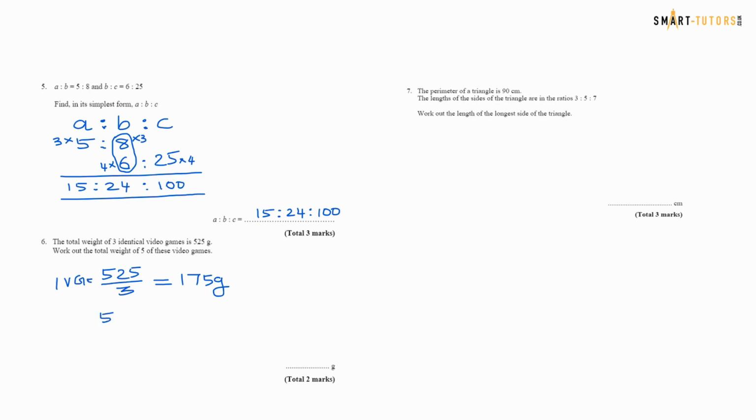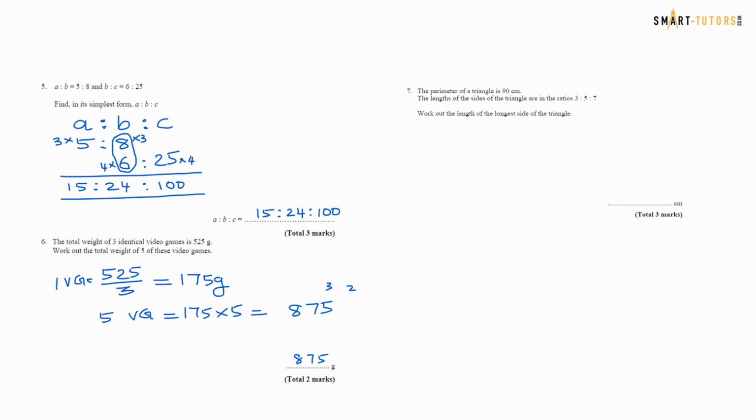They are asking for the weight of 5 video games. So 175 times 5 is the answer. 5 times 5 is 25, 2 remaining, 5 times 7 is 35, 37, 3 remaining, 5 times 1 is 5 plus 3 is 8. So 875 grams.